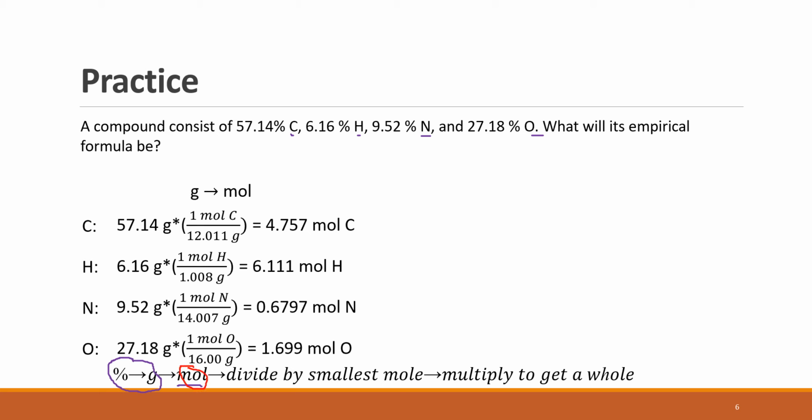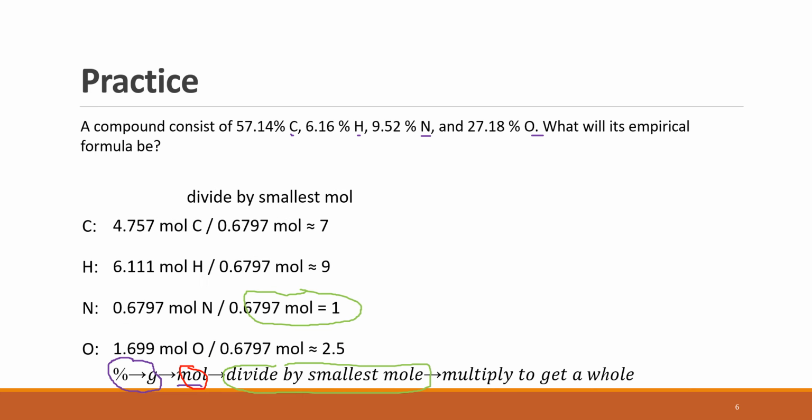Our next step after finding the molar amounts is to figure out which one is the smallest and divide the rest by the smallest mole amount. The smallest looks like nitrogen at 0.6797. So we want to divide all of these numbers by 0.6797.